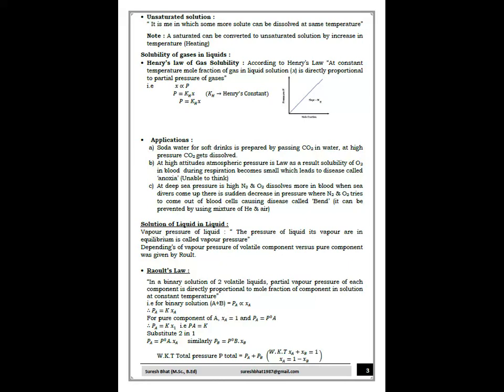Now, say for example, in one beaker I have got water, and that beaker I call beaker A.